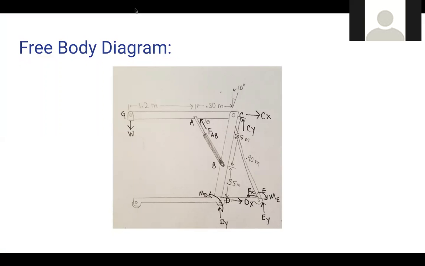For our free body diagram, we labeled each reaction and the forces acting on our diagram. That's what we have for our free body diagram.